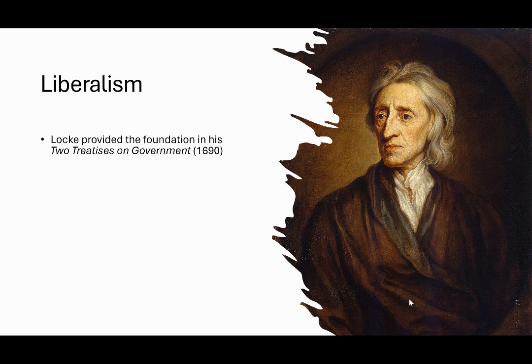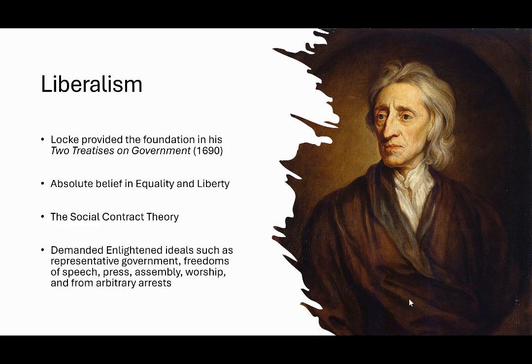But when we think of liberalism, it dates all the way back to 1690 with the Two Treatises on Government from Locke. This is the product of the Glorious Revolution. There's an absolute belief in equality and liberty. The social contract theory is a significant element that defines the power of government. And they demanded the enlightened ideals such as representative government, freedom of speech, press, assembly, worship, and freedom from arbitrary arrests. So again, we're seeing this constitutionalism, and there's a belief that the government can represent the people rather than dominate.